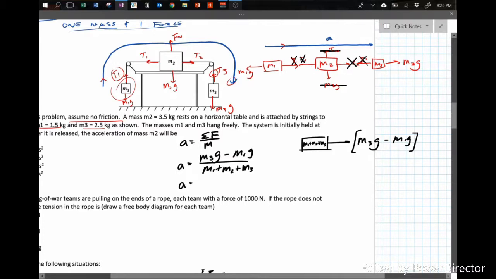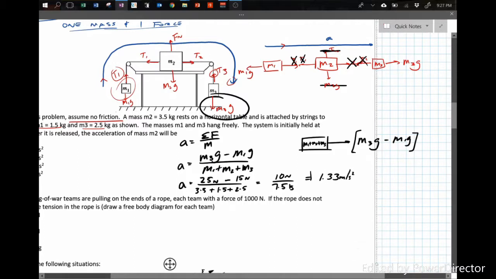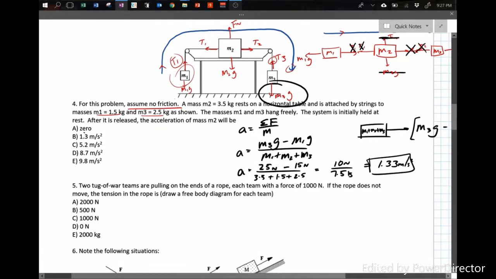So the acceleration is going to be 2.5 times 10, so 25 newtons. That's the force M3G, minus 1.5 times 10, 15 newtons, divided by 3.5 mass 3 plus 1.5 mass 1 plus 2.5 mass 2. When we do that, that leaves us with 10 newtons over 7.5 kilograms, which is 1.33 meters per second squared. That's the acceleration of the system. That's the acceleration of mass 2.